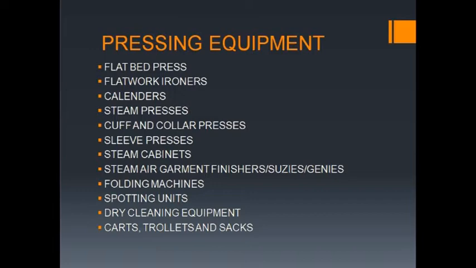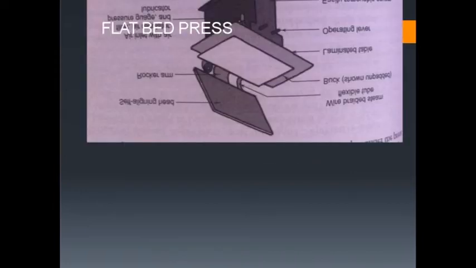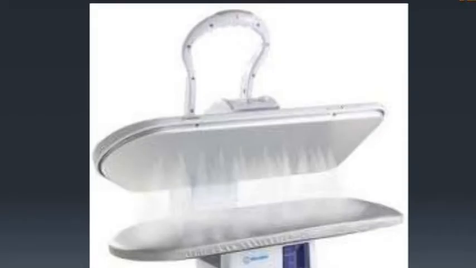There are certain pressing equipments, for example flat bed press, flat work ironers, calendars, steam presses, cuff and collar presses, sleeve presses, steam cabinets, steam air garments, finishers, folding machines, spotting units, dry cleaning equipments, carts, trolleys, etc. Just have a look on the screen. I have tried to get various equipments, and I have got some images for the same.